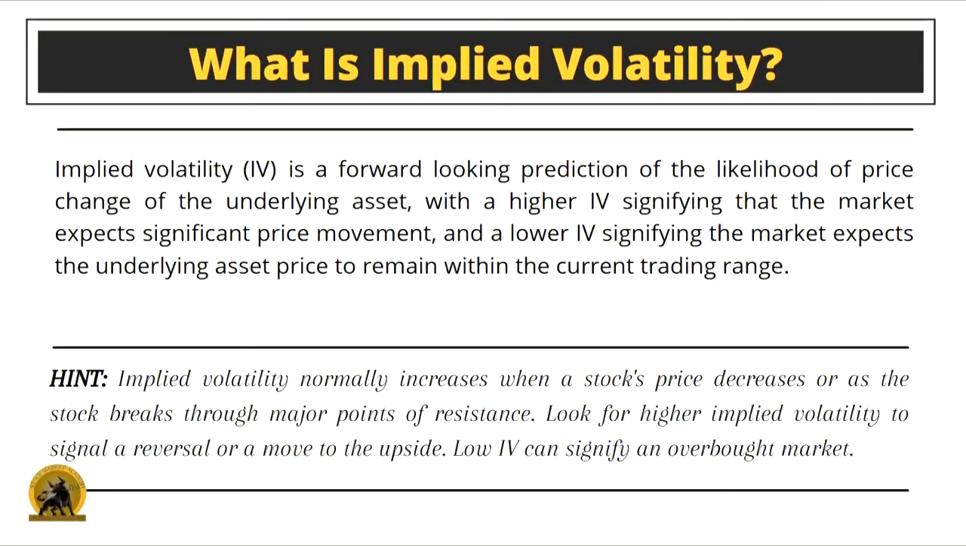Now, let's talk about what implied volatility is, okay? Implied volatility is a forward-looking prediction of the likelihood of price change of the underlying asset, with a higher IV signifying that the market expects significant price movement and a lower IV signifying the market expects the underlying asset price to remain within its current trading range. Now, just a little hint for you, implied volatility normally increases when a stock's price decreases or as the stock breaks through major points of resistance. Now, look for higher implied volatility to signal a reversal or a move to the upside. Low volatility can signify an overbought market.